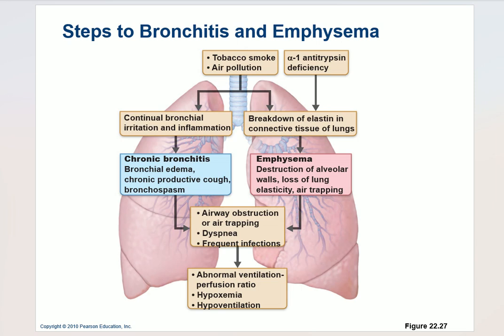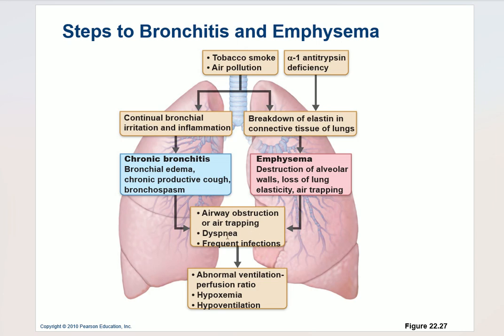This is steps to bronchitis and emphysema. You can read through these in terms of tobacco smoke and air pollution. So focus on tobacco smoke and air pollution and what that can lead to. So in chronic bronchitis, tobacco smoke and air pollution can cause continual bronchial irritation and inflammation, which leads to chronic bronchitis, which leads to airway obstruction, which leads to abnormal ventilation, hypoxemia, hypoventilation. So the opposite of hyper, right? Hypo, low oxygen. Conversely, with emphysema, breakdown of elastin and connective tissue of the lungs as related to tobacco smoke and air pollution. Get emphysema, read through that.